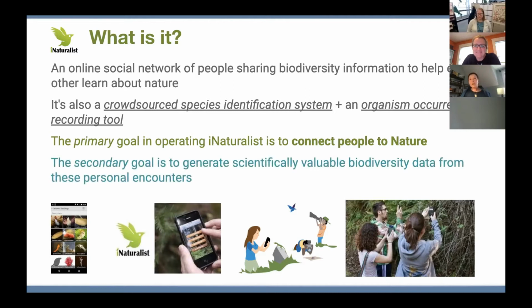The secondary goal is also to generate scientifically valuable biodiversity data from what you are seeing. I'm going to add two things that are really cool about it. First, it's really about biodiversity, not necessarily monitoring, because it's about occurrence. It's about what you see. It's not necessarily about what you don't see, right? But this is important because it really helps local scientists and management to know what's there.